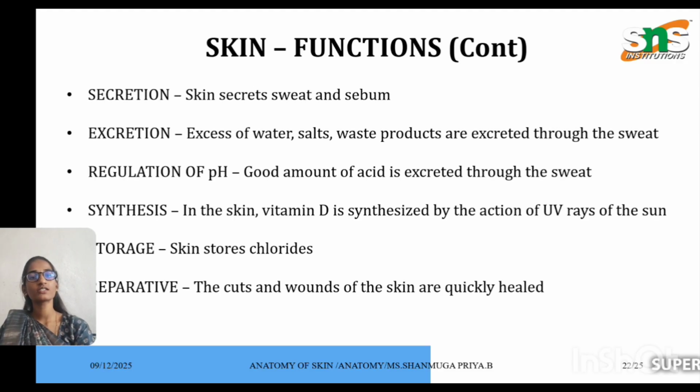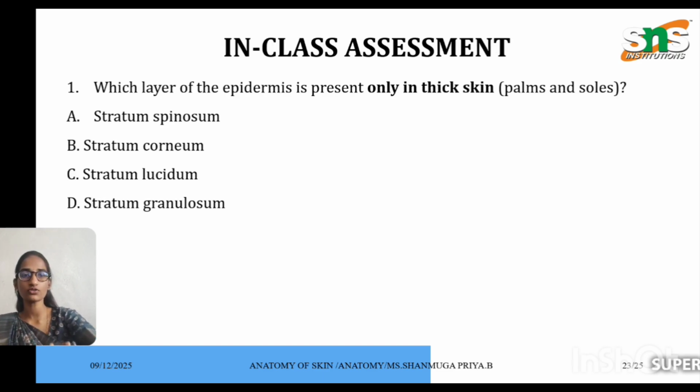So the next main function is secretion, where the skin secretes sweat as well as sebum by the sebaceous gland. Next, excretion is done through the sweat, where the excess of water, salt and waste products are excreted. And then the regulation of pH, where a good amount of acid is excreted through the sweat. In skin, vitamin D is synthesized by the action of UV rays of the sun. Also, the skin stores chloride, and the cuts and wounds of the skin are quickly healed. So we have already seen about the anatomy as well as the functions of skin.